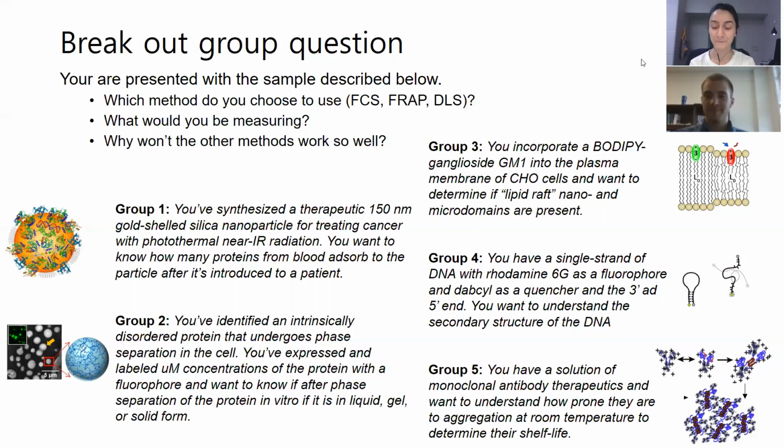And then for what you would be measuring: with DLS, you wouldn't be changing the wavelength. You wouldn't be looking at anything spectral. You would look at the intensity of that scattering versus time, comparing the particles alone and the particles after being exposed to blood, and looking at the size difference. So okay, yeah, great, thank you. Good. Okay, let's move on to group 2.